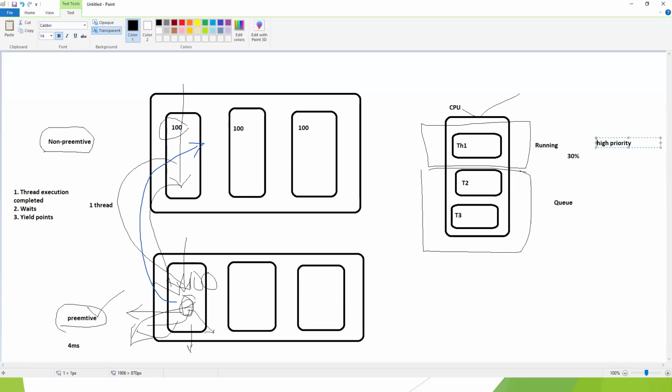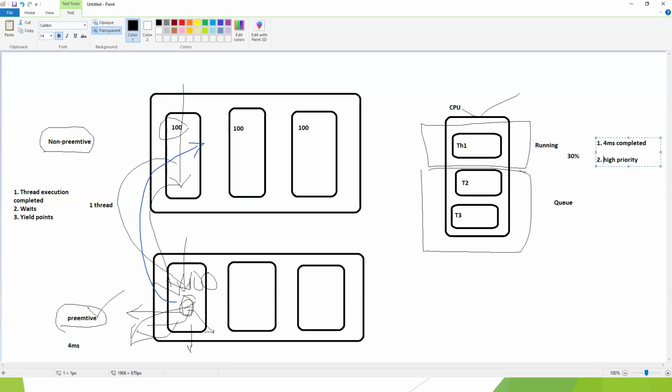One will be if 4 milliseconds is completed. I will talk about what that word quantum means. But once 4 milliseconds is completed, the thread, whatever percentage of it is completed, will be kicked out of the CPU, right? And then it will allow another thread to go ahead and execute. That is how the preemption works.